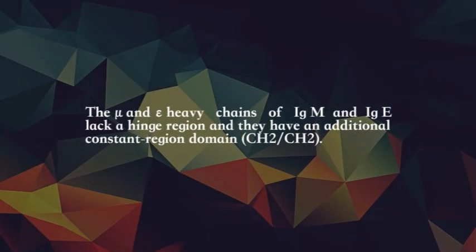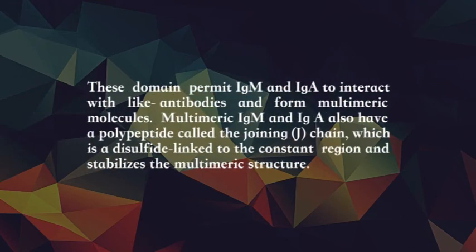The mu and epsilon heavy chains of IgM and IgE lack a hinge region, and they have an additional constant region domain, CH2-CH2. These domains permit IgM and IgA to interact with other antibodies and form multimeric molecules. Multimeric IgM and IgA also have a polypeptide called the joining or J chain, which is disulfide linked to the constant region and stabilizes the multimeric structure.